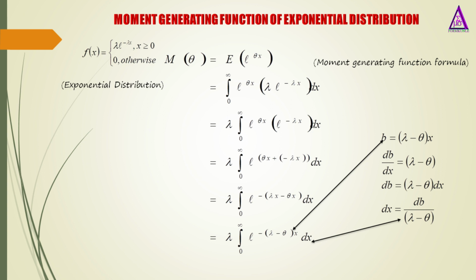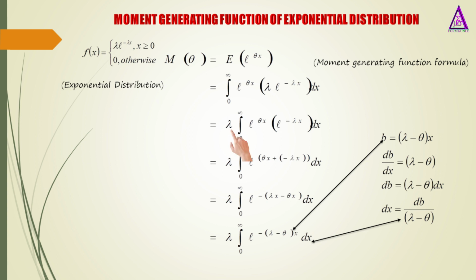The third distribution is the exponential distribution, and the PDF of the exponential distribution is f(x) = λe^(-λx), where x is greater than or equal to 0, and 0 otherwise. And this is the moment generating function formula. Because the exponential distribution is a continuous distribution, we have the integral from 0 to infinity of e^(θx) times the PDF of the exponential distribution.